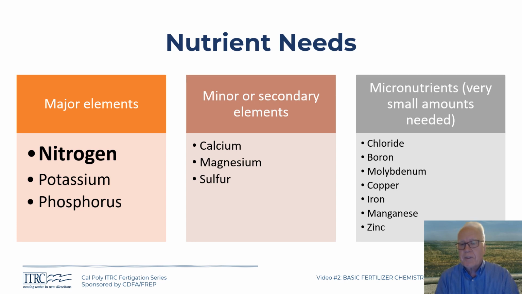Molybdenum, copper, iron, manganese, and zinc. And so what are really common are, I'd say, the last four: copper, iron, manganese, and zinc. They're quite commonly applied through the irrigation system.